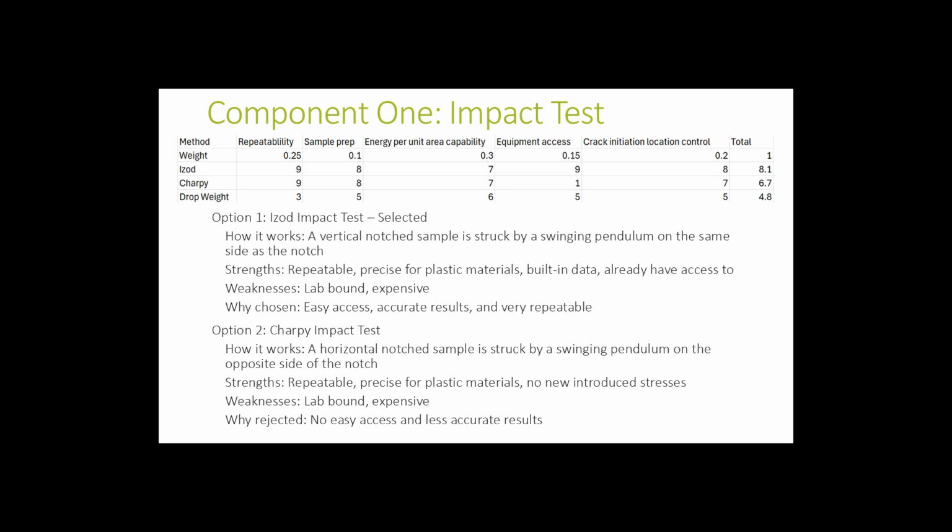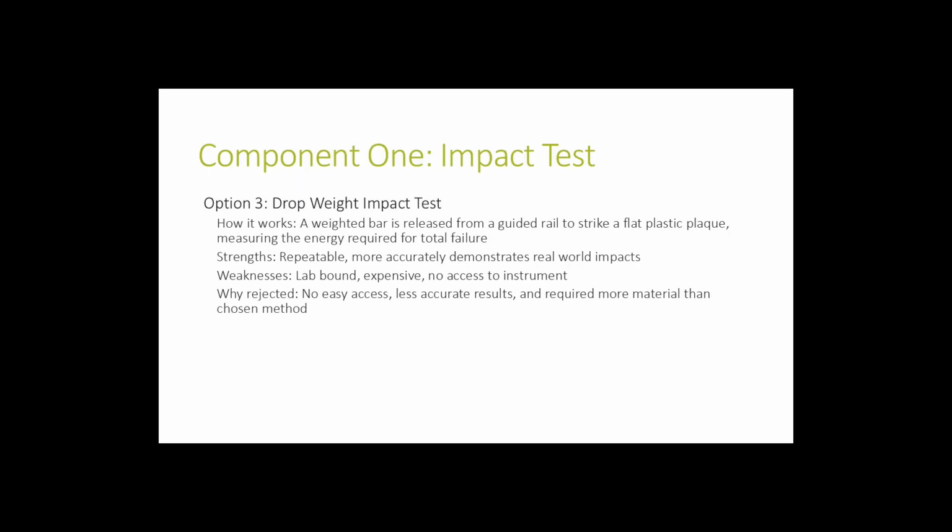Option 2 is the Charpy impact test. It is a horizontal notch sample struck by a swinging pendulum on the opposite side of the notch. It is also repeatable, also precise for plastic materials, and it does not introduce new stresses. It is also lab-bound and expensive, but we rejected it because we have no easy access and it has less accurate results.